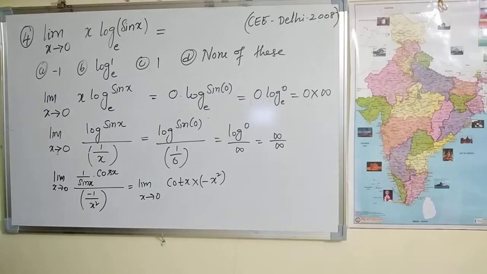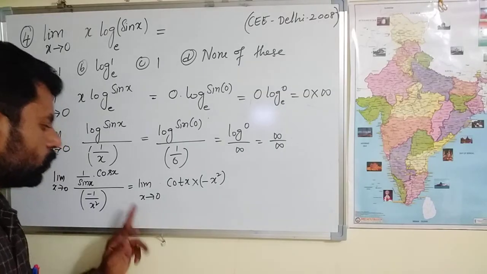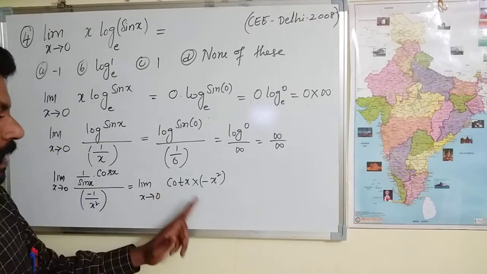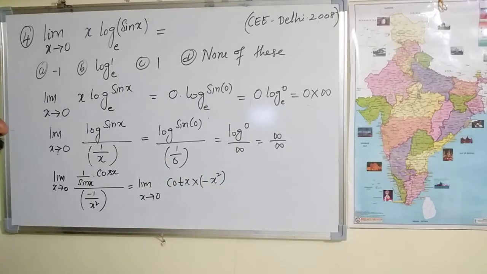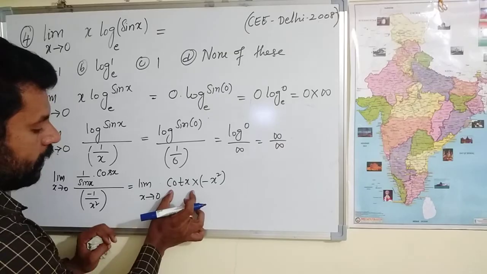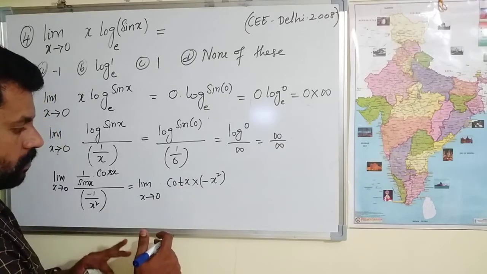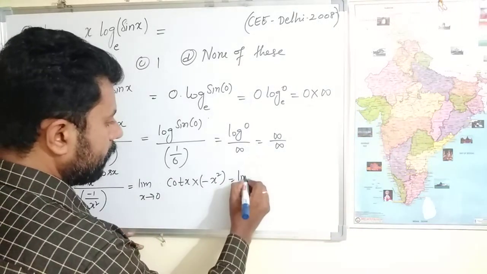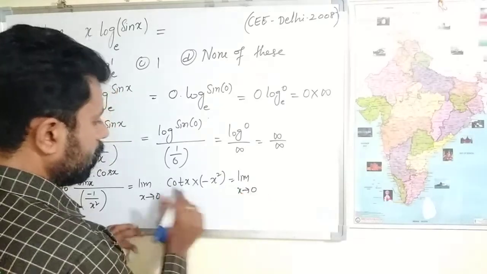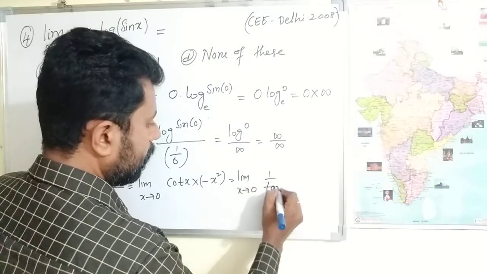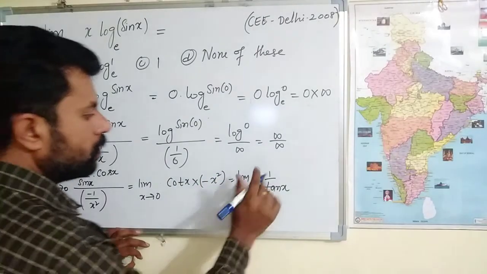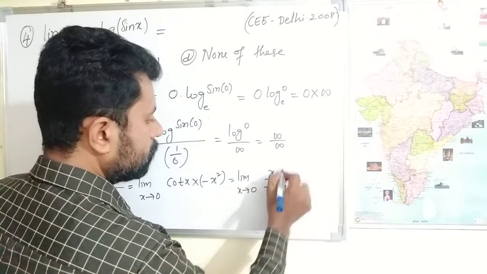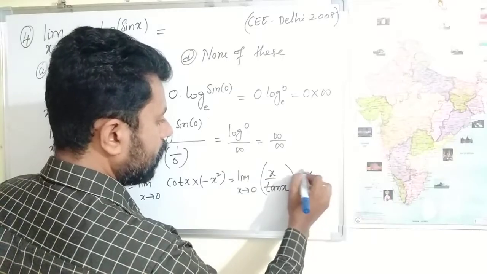This result can be written as minus x square. Now here, substitute 0 in the place of x, we get 0 into 0 form. This is not in standard form. That's why cot x can also be written as 1 by tan x. Limit x tends to 0, cot x is 1 by tan x. Now x square can be written as x into x, so here we have minus x.